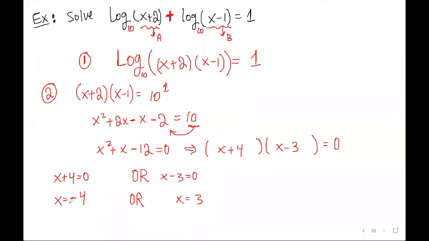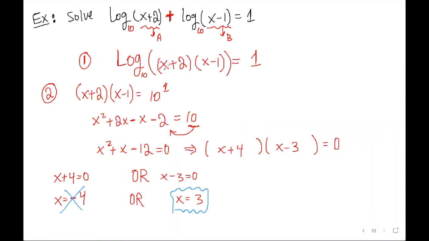Now to check if this solution works, you have to plug it inside the formula here. Logarithm of minus 4 plus 2, I get logarithm of minus 2. And this is wrong, because there is no logarithm for negative. So the minus 4 here is not working. This is not a solution. The only solution is x equals 3.